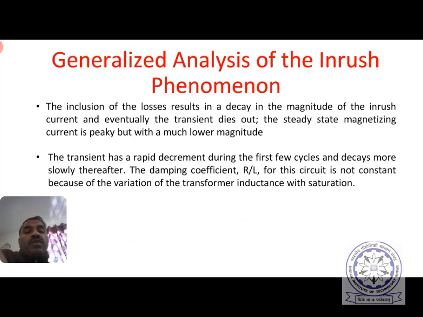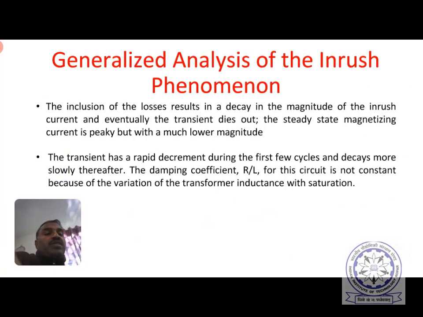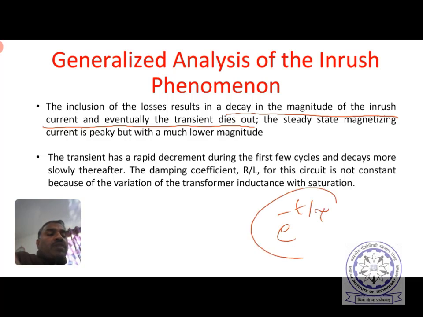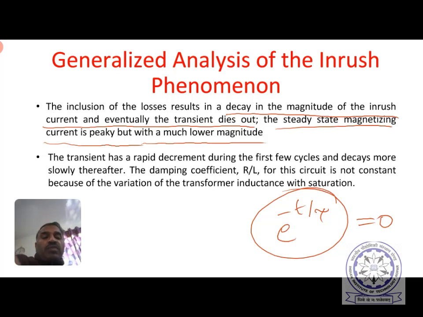So the inclusion of losses results in a decay in the magnitude of inrush current, and eventually the transient dies out. Because the transient starts with t equal to 0, and since e to the power of minus t by tau is involved, over a period of time this becomes 0. Therefore the transient portion dies out, and only the steady state magnetizing current, which is peaky but much lower in magnitude, will remain. The transient has a rapid decrement during the first few cycles and decays more slowly thereafter.